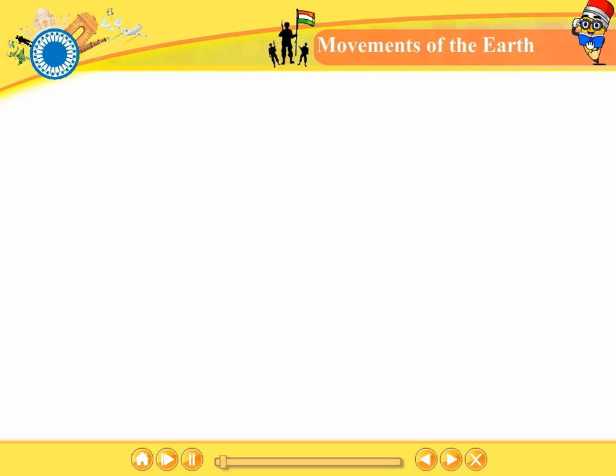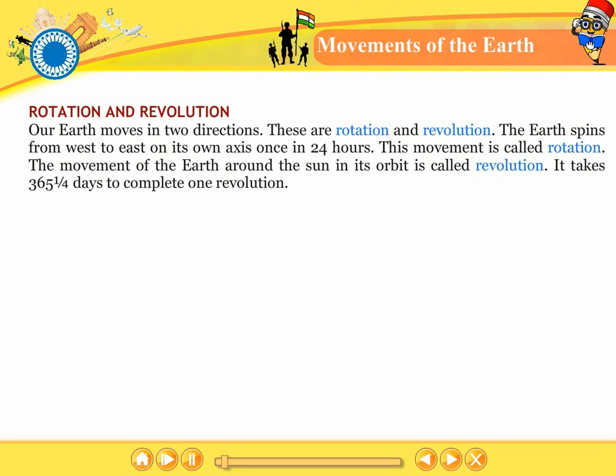Movements of the Earth, rotation and revolution. Our Earth moves in two directions. These are rotation and revolution. The Earth spins from west to east on its own axis once in 24 hours. This movement is called rotation. The movement of the Earth around the Sun in its orbit is called revolution. It takes 365 1/4 days to complete one revolution.